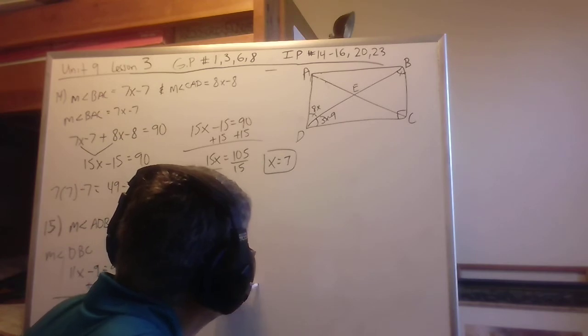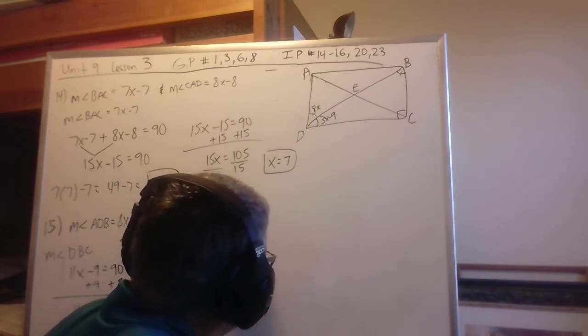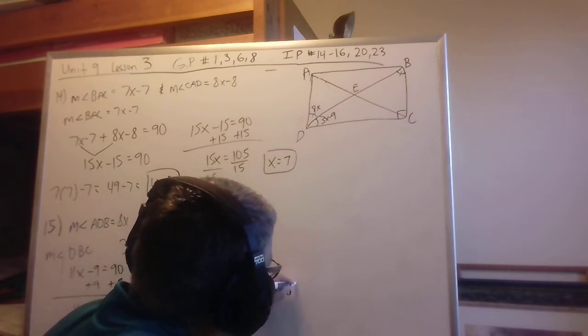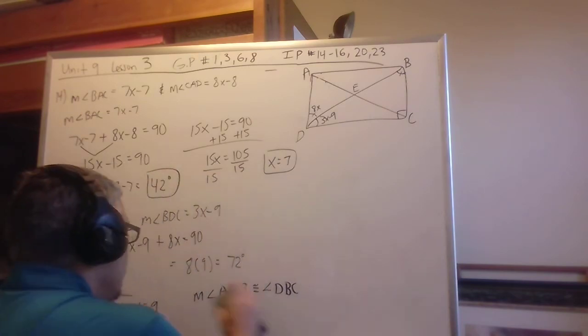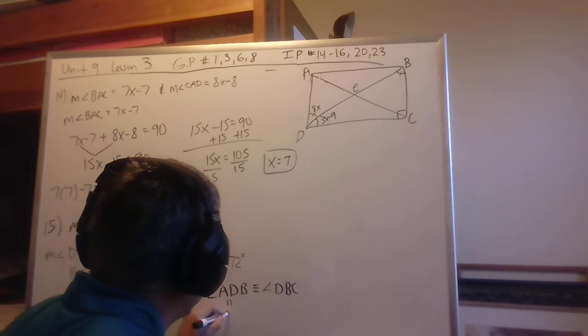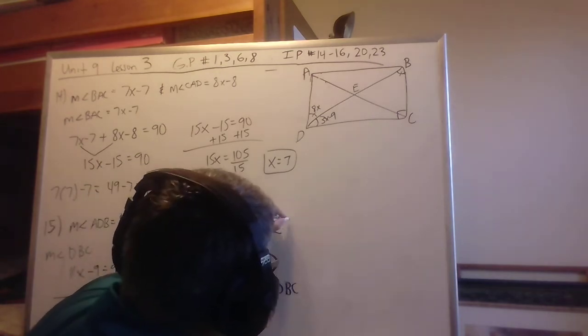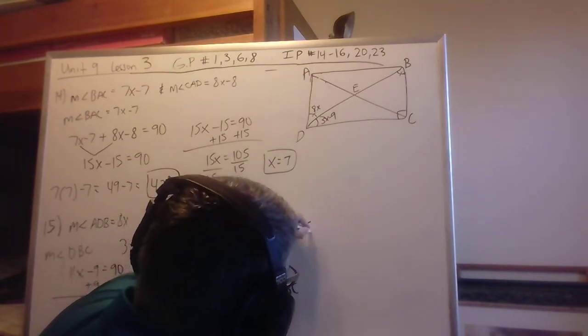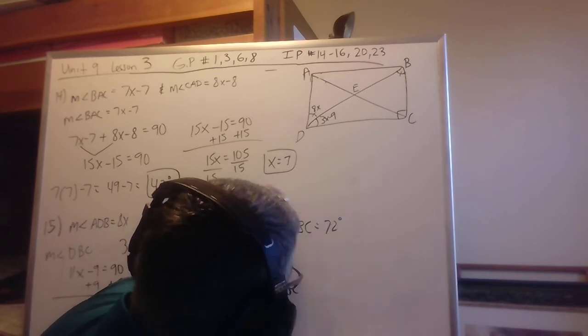So since the measurement of ADB is congruent to the measurement of DBC, and we know that this is 72 degrees, that means that angle DBC is equal to 72 degrees as well.